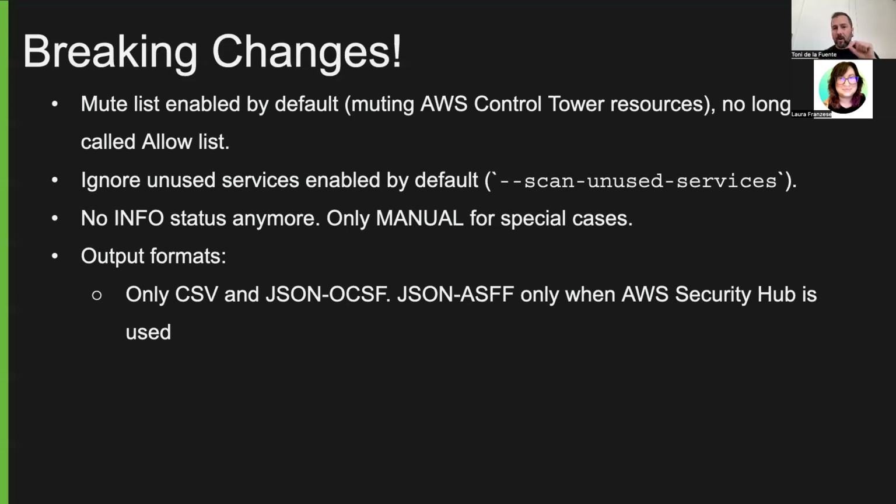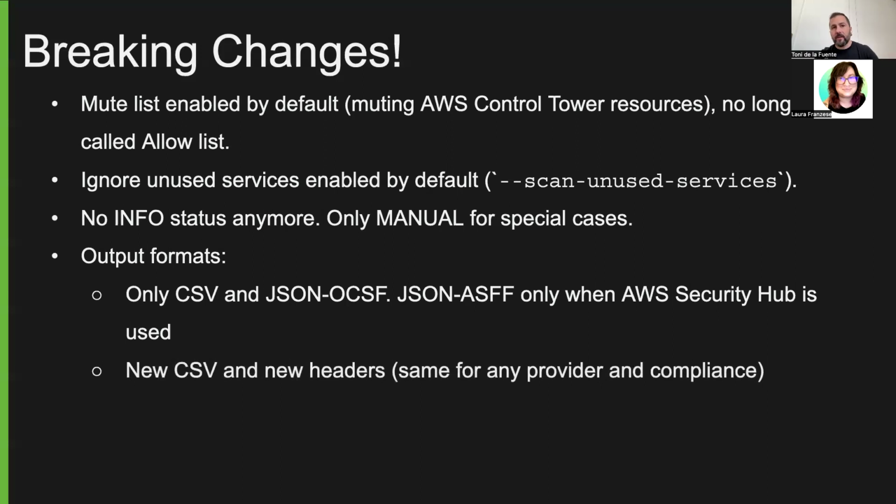And also we are no longer providing our own JSON. We only provide the standard JSON based on OCSF. If you are not familiar with OCSF, it's a new standard adopted by, for example, Splunk or Amazon Security Lake. At the same time, we support JSON ASFF, AWS Security Finding Format, which is the format that AWS Security Hub supports. So you don't have to tell Prowler, hey, do this in JSON ASFF. Only if you enable Security Hub, it's going to do that for you, okay? The new headers, and remember, as I said, are the same for any provider.